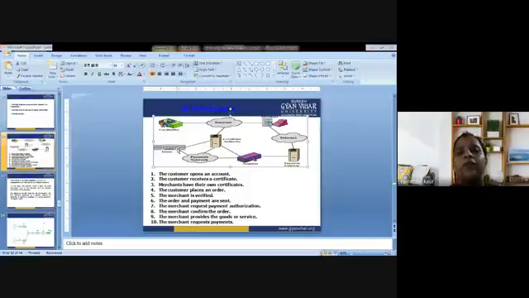So first one is the customer opens an account. Second is the customer receives a certificate. Next is merchants have their own certificates. Fourth is customer places an order. Fifth is merchant is verified. Sixth is the order and payment are sent. Next, merchant requests payment authorization. Next, merchant confirms the order. Next, merchant provides the goods or services. Next, merchant requests payment.